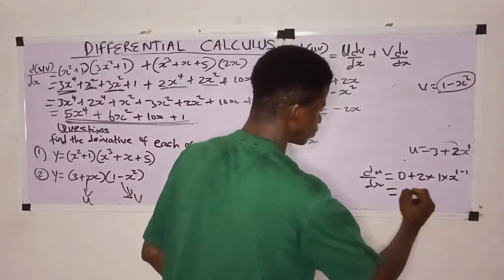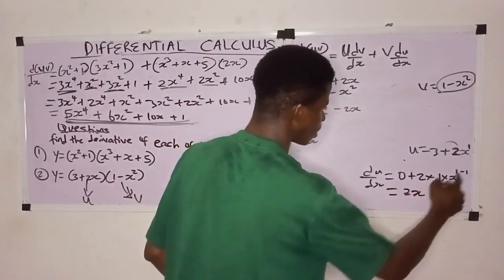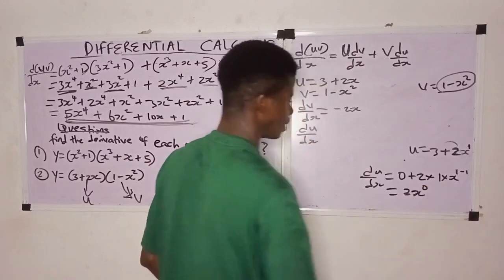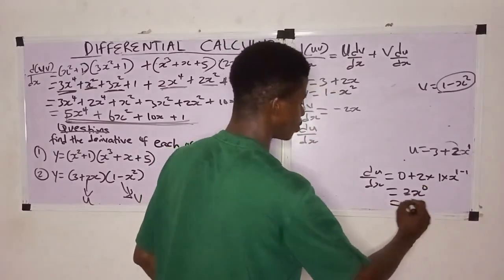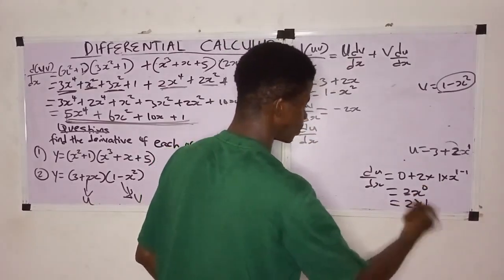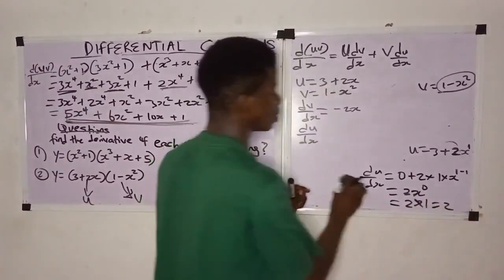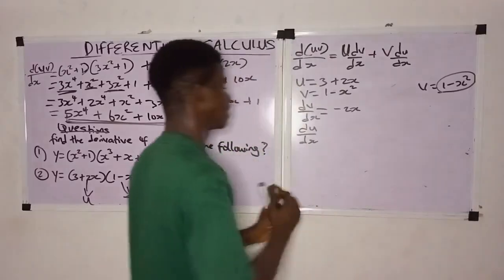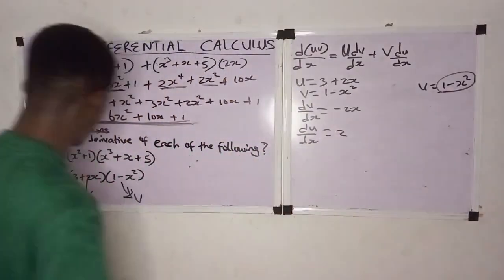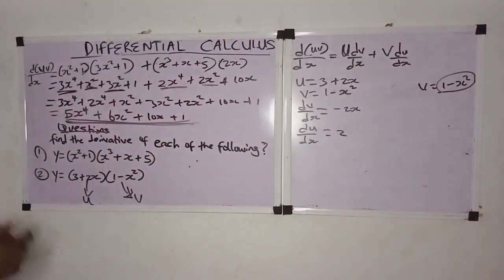2 times 1 gives us 2. 2 times s gives us 2s. 1 minus 1 gives us 0, right? So s to the power 0 is what? It is 1. Therefore, s to the power 0 is 1. So 2 times 1 will give us 2. Therefore, du over ds is what? It is 2. Okay, so du over ds is 2.